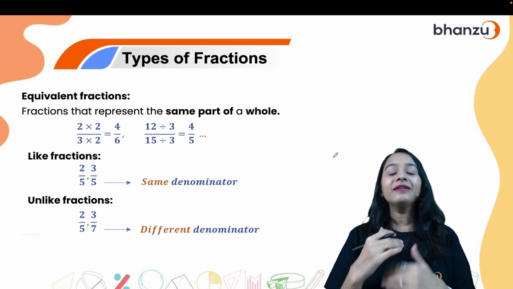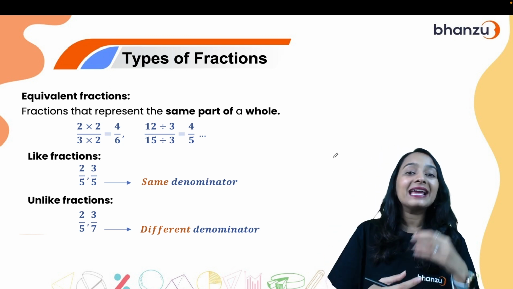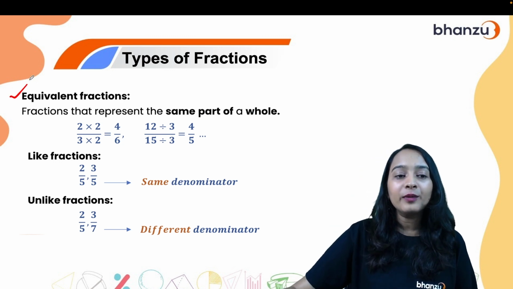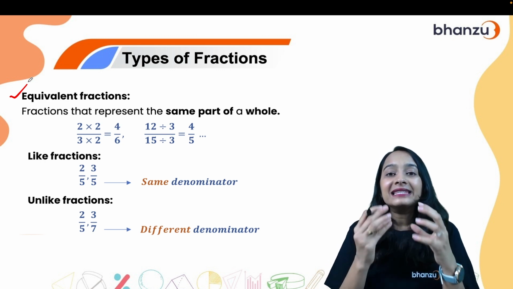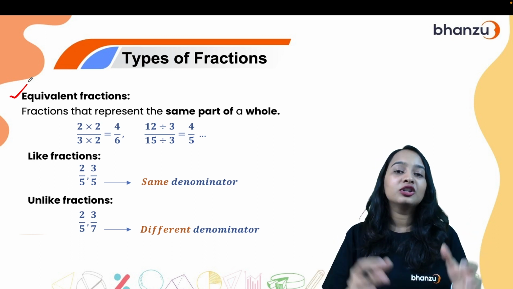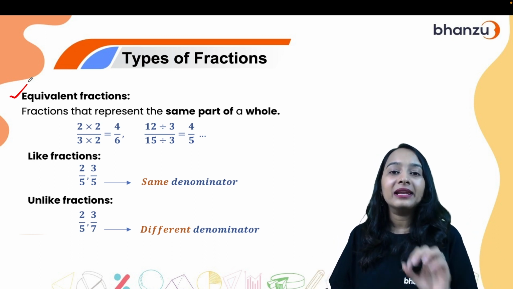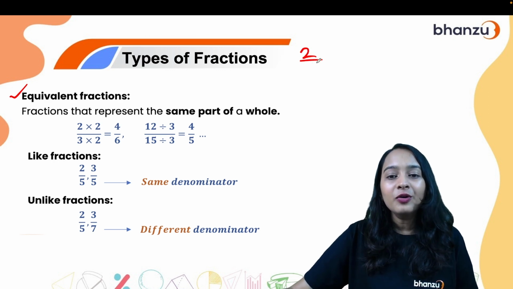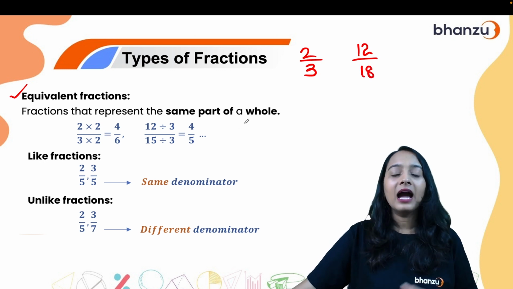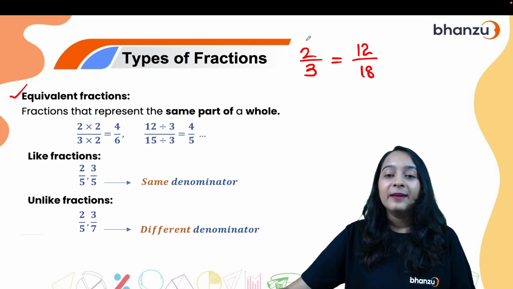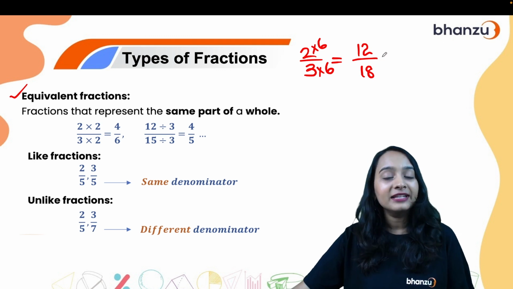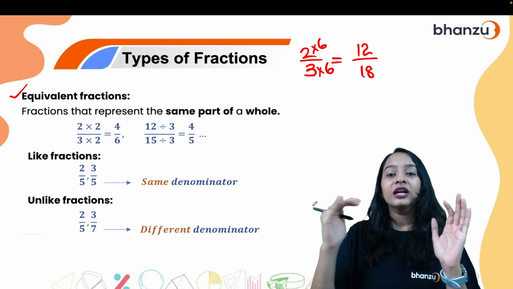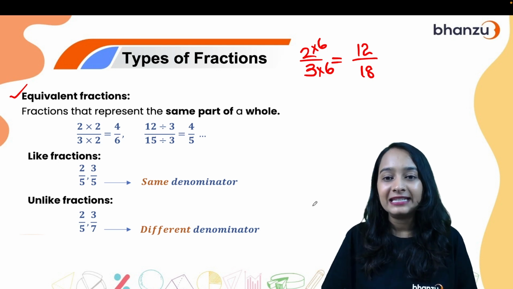Alright. Now we will talk about equivalent fractions, like and unlike fractions. What are equivalent fractions? If 2 fractions on simplifying represent the same part of the whole, then the 2 fractions are said to be equivalent fractions. For example, 2 by 3 and 12 by 18. They are equivalent fractions. Why? Because when I multiply with 6 on numerator and denominator, I am getting 12 by 18. So as you can see, 2 by 3 and 12 by 18 are equivalent.